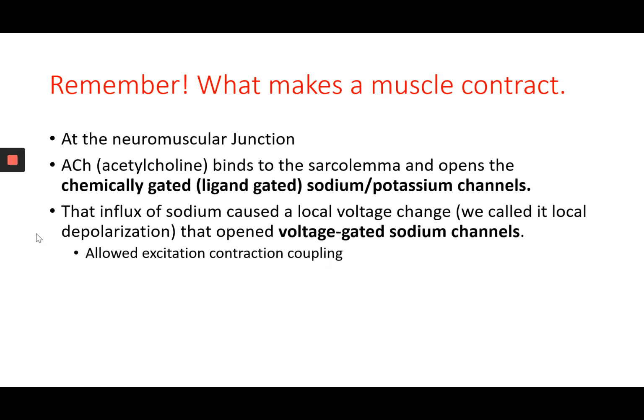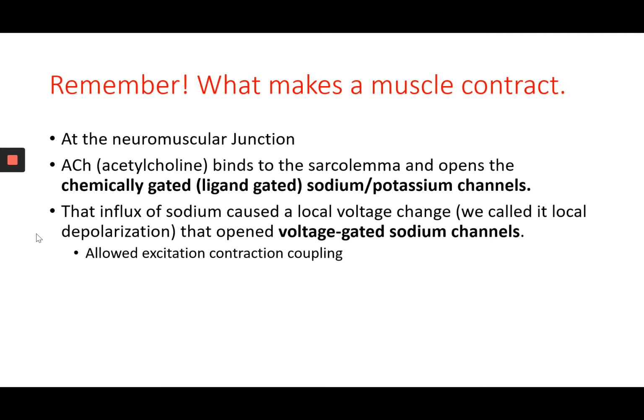It would be important then to remember what makes a muscle contract, because at the neuromuscular junction, we saw a ligand-gated channel bind to the neurotransmitter acetylcholine. Acetylcholine binding to its channel opened that channel and allowed sodium to go into the cell and potassium to leave the cell, and the influx and efflux of those charged ions created a voltage change. We called this a local depolarization or end plate potential.